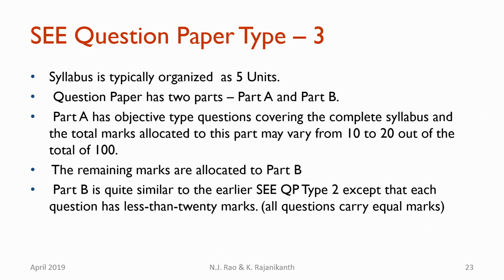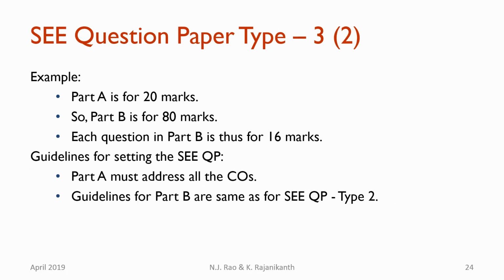The only difference is that each question will now have a lesser number of marks, because some marks are allocated to part A. For example, if part A has 20 marks, part B has only 80 marks. So, the 5 questions are equally distributed among 80. Each question will have only 16 marks instead of 20 marks. Otherwise, the structure is quite similar to the SCE question paper type. This is one example. Part A is for 20 marks, part B is for 80 marks. So, each question in part B is thus for 16 marks.